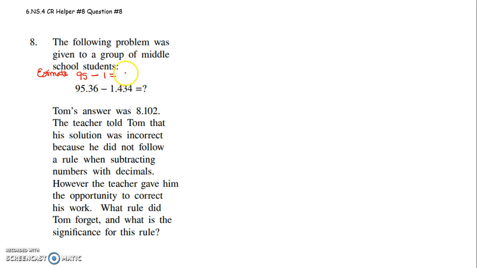95 minus 1 is 94. And if Tom had estimated, he'd know 8 point something didn't have a shot. The final answer needs to be somewhere around 94. Okay. But that's not the rule you have to follow. The rule you have to follow when subtracting decimals is to line up place value.